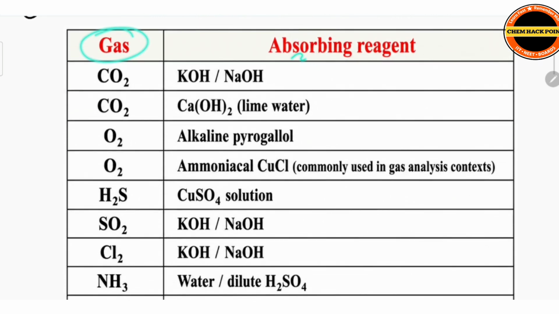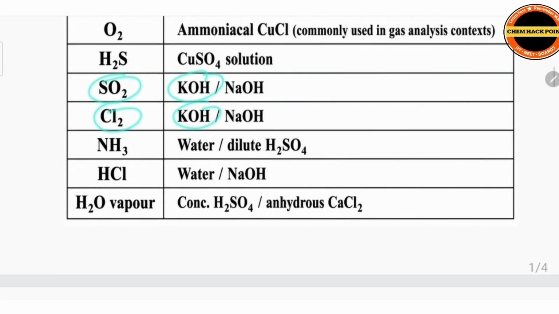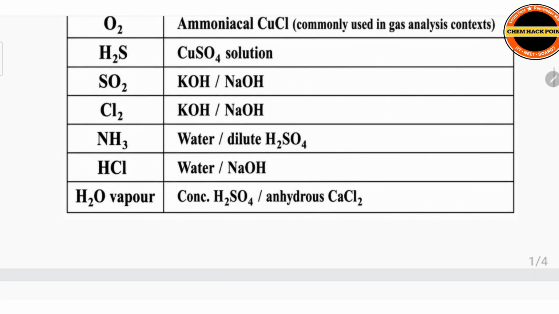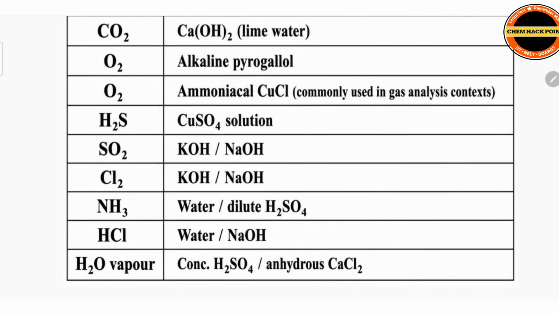Let us see some important reagent list. Gas absorbing reagents: these reagents absorb respective gases. For example, NaOH, KOH absorb CO2, calcium hydroxide absorbs CO2, alkaline pyrogallol absorbs O2. Like that, KOH absorbs SO2, KOH even Cl2, different gases given with respect to absorbing reagents. Whenever these gases pass through respective reagents, these gases get absorbed by those solvents.